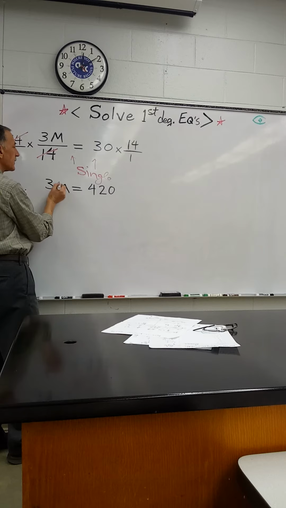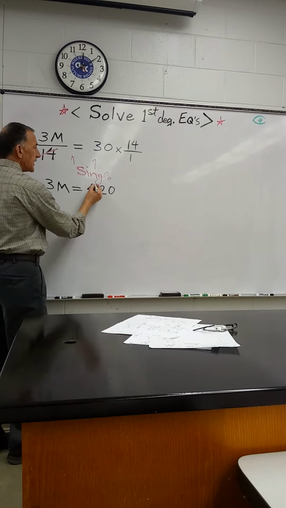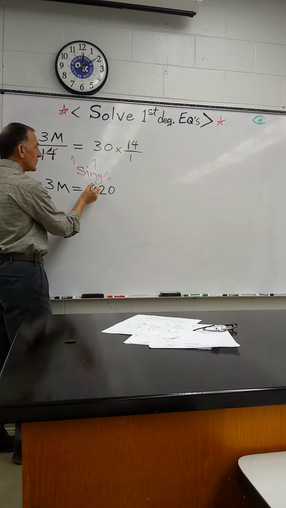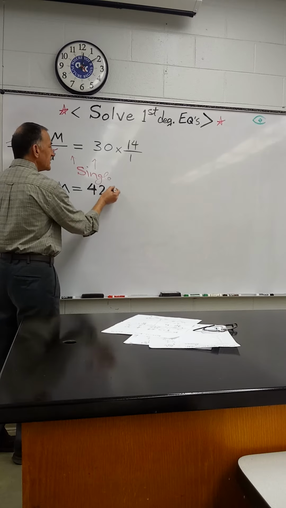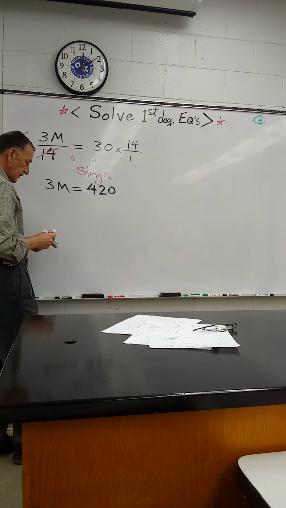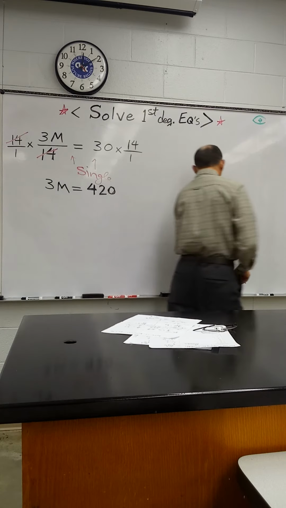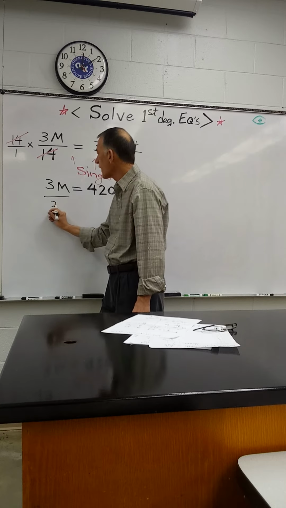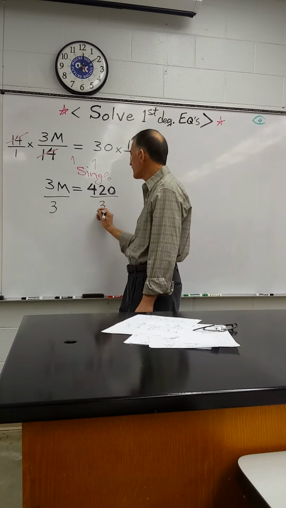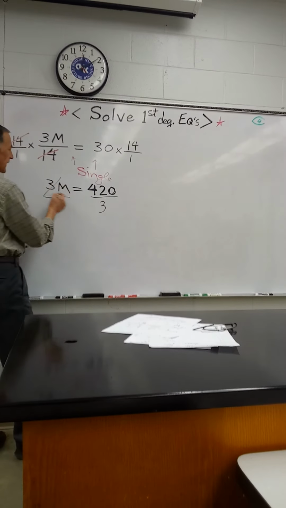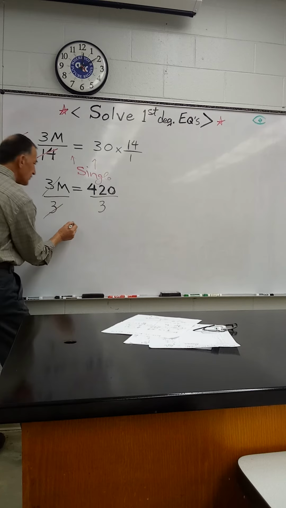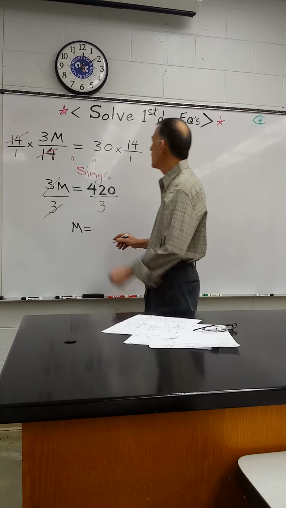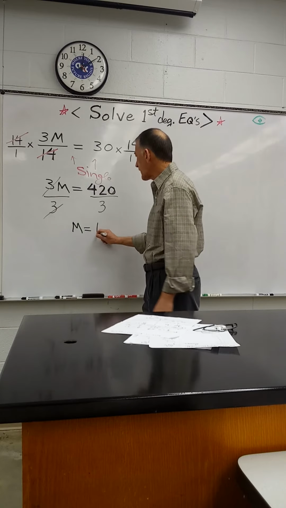So now here we have case 3, and case 3 is, if you see multiplication, you divide, right? So we have a case 3, you already know how to solve that. So we're going to divide by 3. On the left side we divide by 3, and the right side we divide by 3. So therefore here 3 cancel, and then you have m equal to 140.